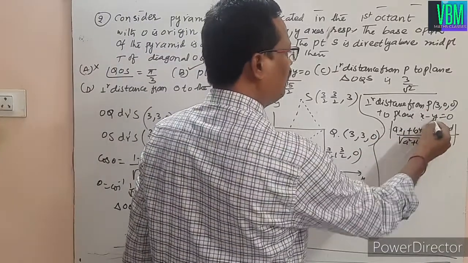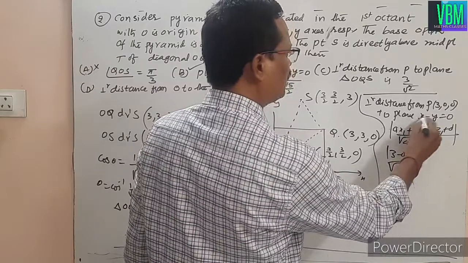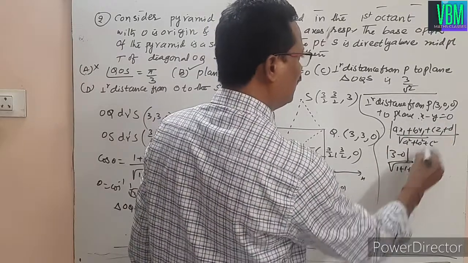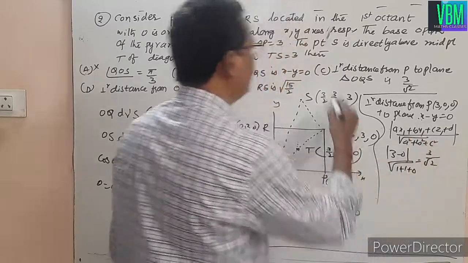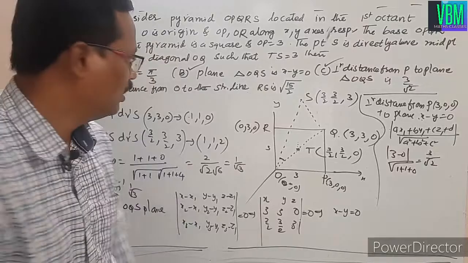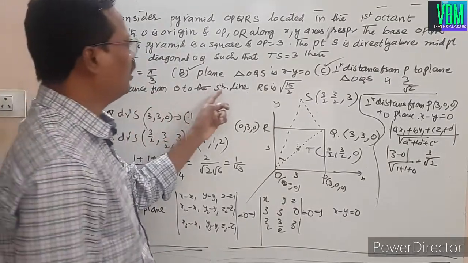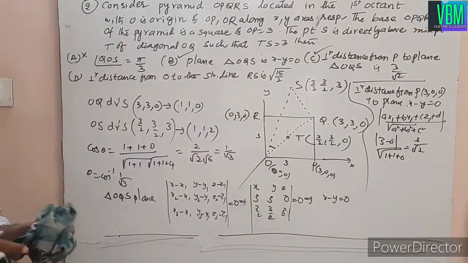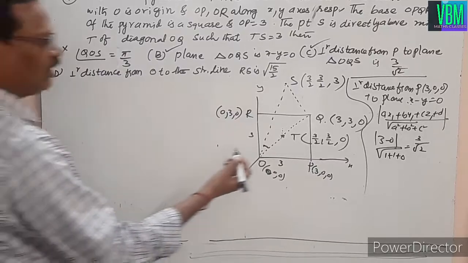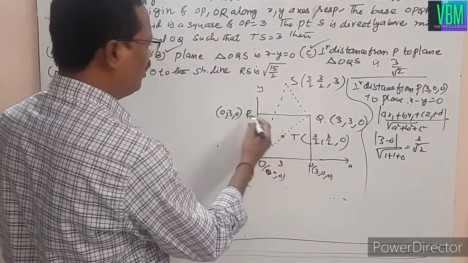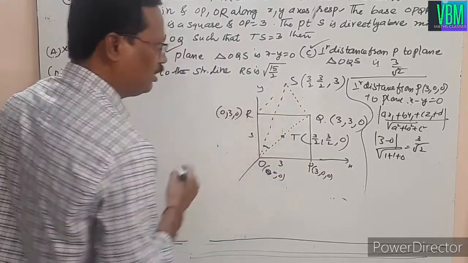Keep 3, 0, 0 in this: 3 minus 0 by under root of 1 square plus 1 square, and the Z coefficient C is not there, so 0. Therefore, 3 by root 2, so the C option is also correct. And see the D option, perpendicular distance from origin to the straight line RS. Now see that. What is the RS line? R is 0, 3, 0. This is the RS line.